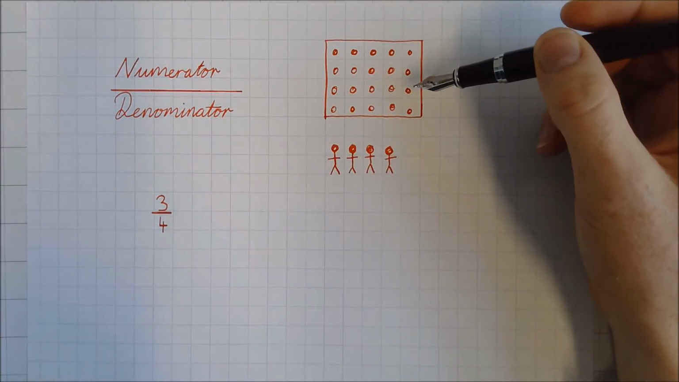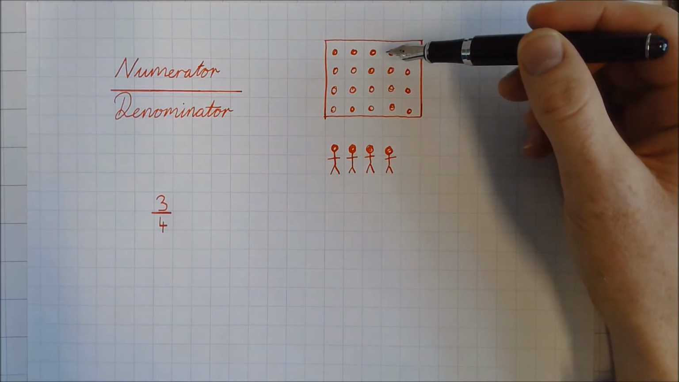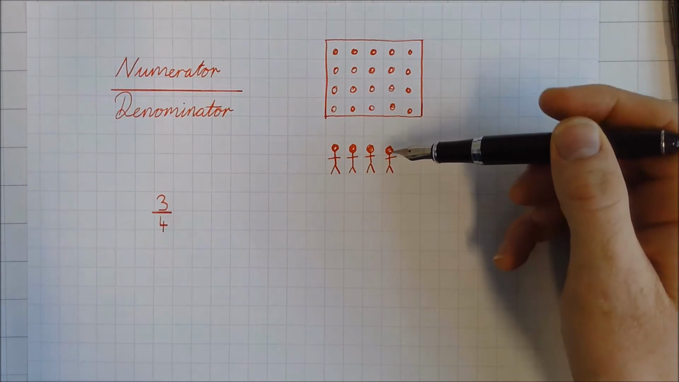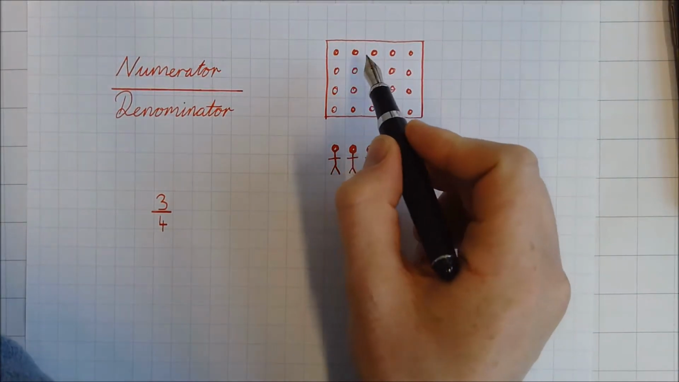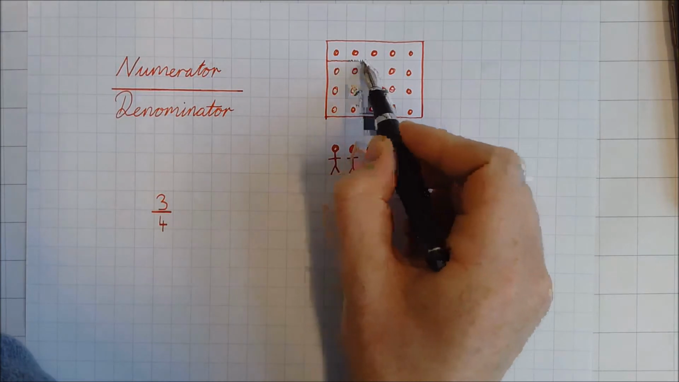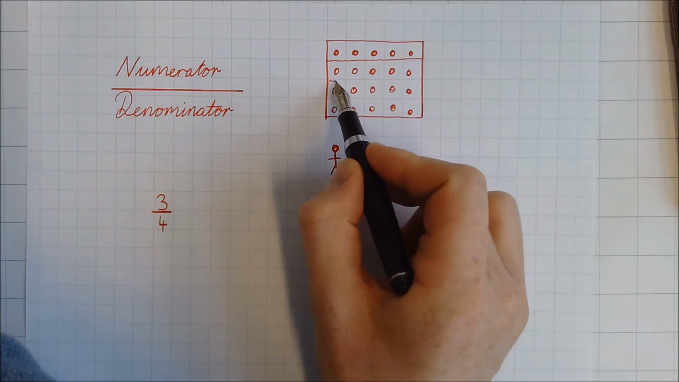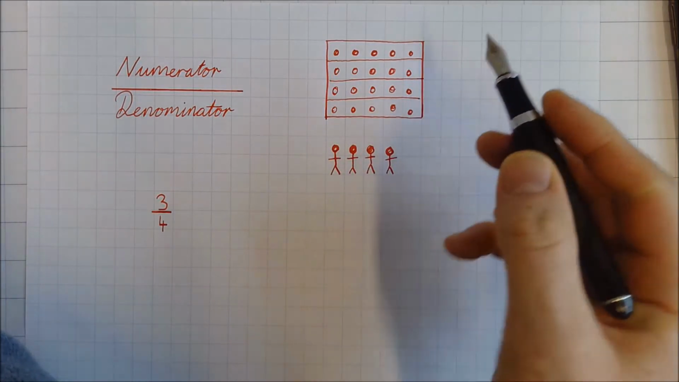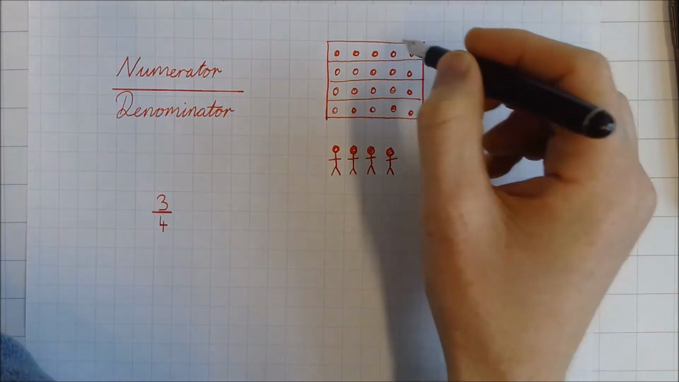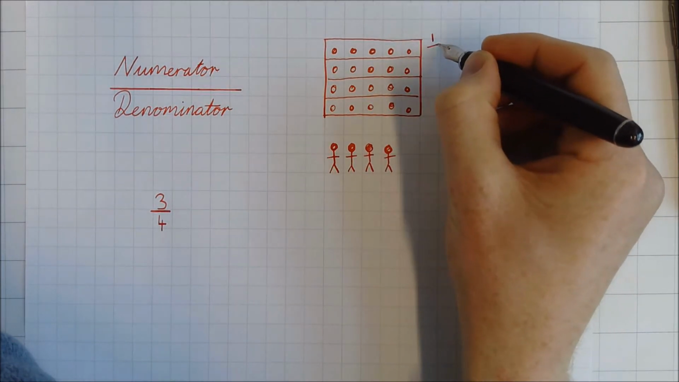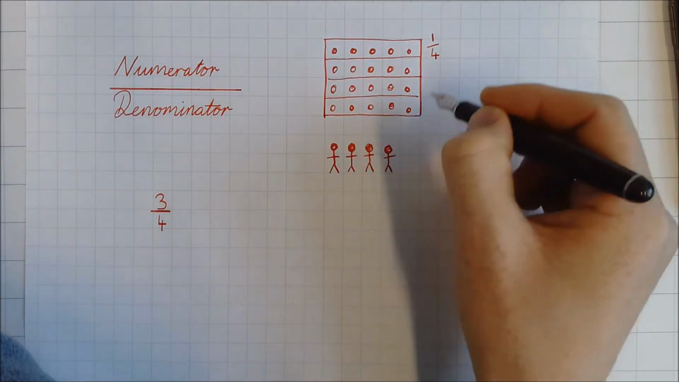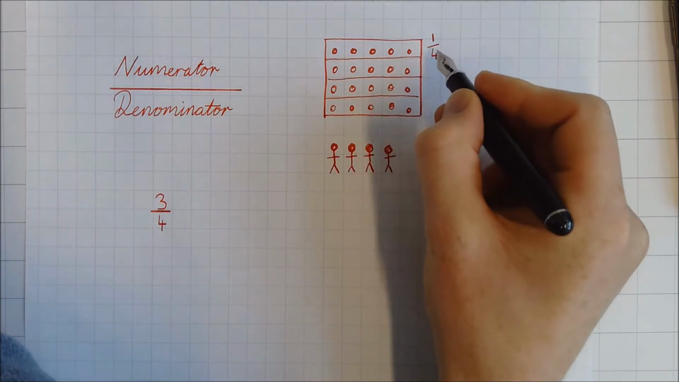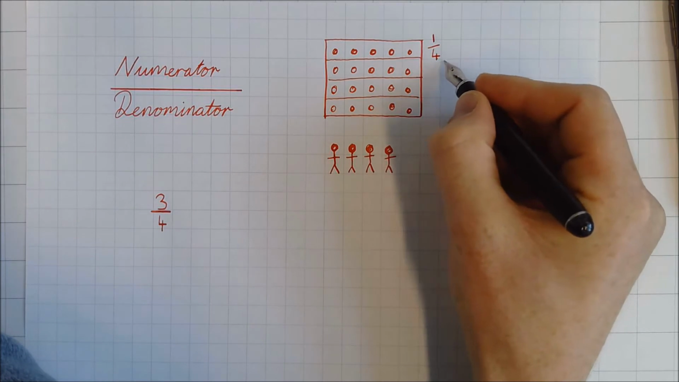Here is a box of chocolates, and I'm going to share it into 4 equal groups for these 4 people. I've arranged this so it's a nice array, so we can split it very easily into 4 equal parts. Our whole has been split into 4 equal parts, so each part is equal to 1/4, because this is one of the 4 equal parts.